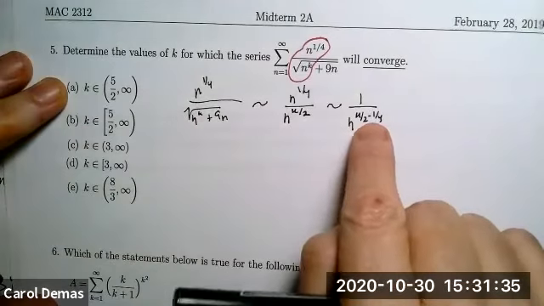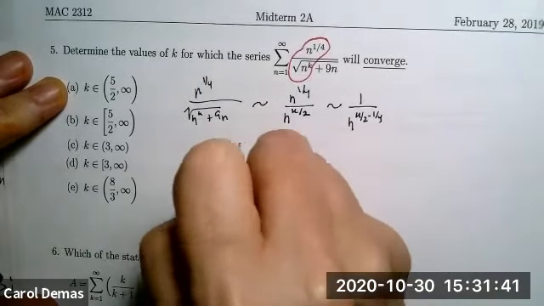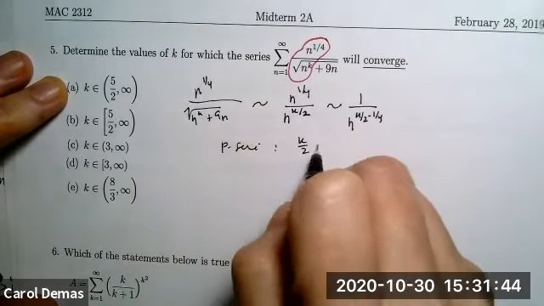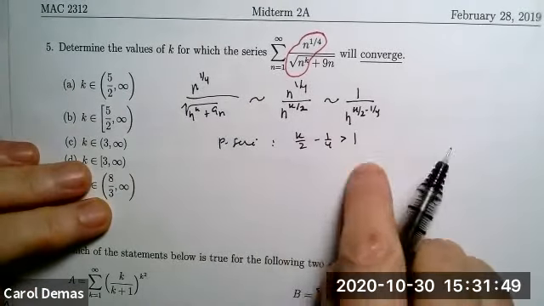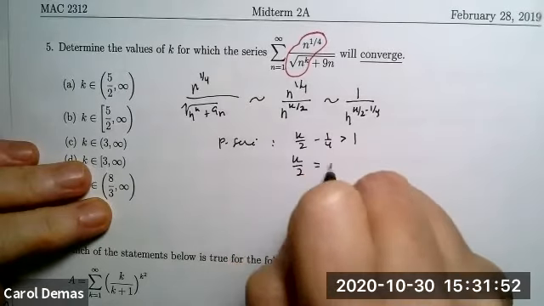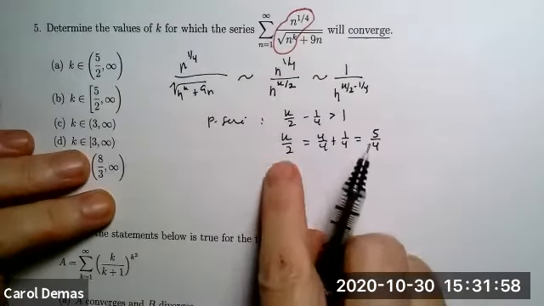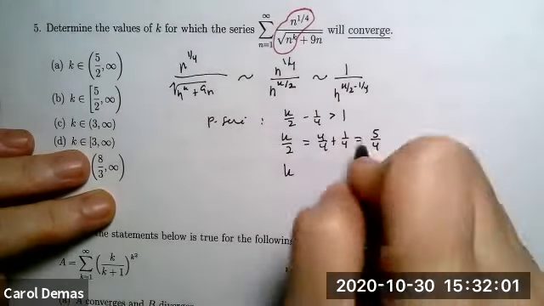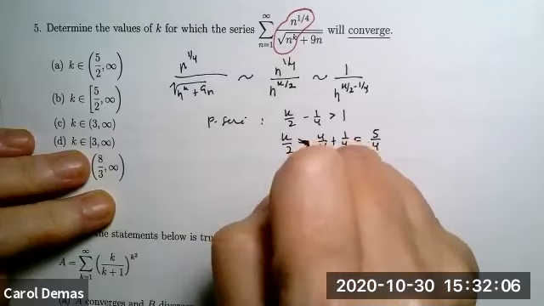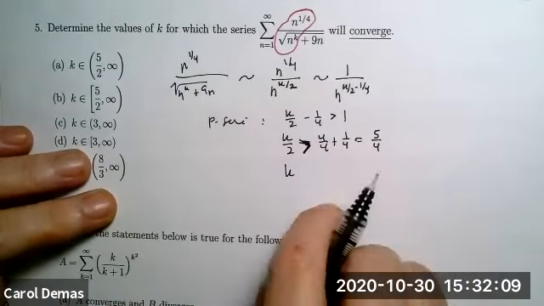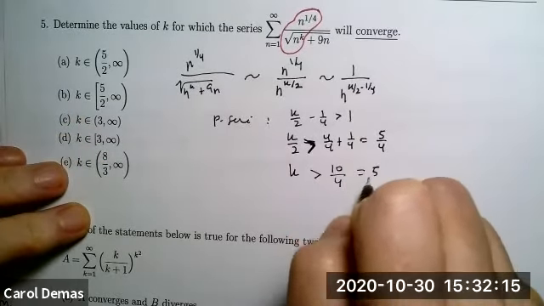Now, remember for the p series, what does this power need to be for convergence? Greater than 1. Right, for the p series, k over 2 minus 1/4 has to be greater than 1. So we're just going to solve that inequality. I'll add 1/4 to both sides. So k over 2 is going to be 4 over 4 plus 1 over 4, which is 5 over 4. And if I multiply both sides of this inequality by 2, we'll get that k is greater than 10 over 4, which is 5 over 2.